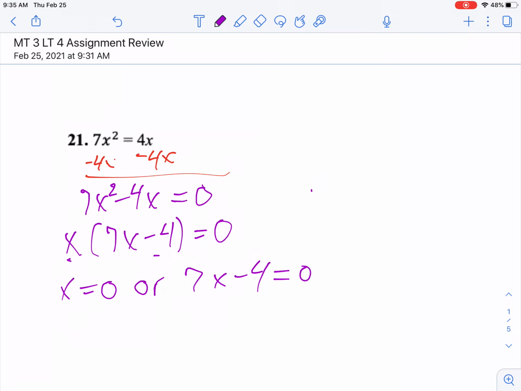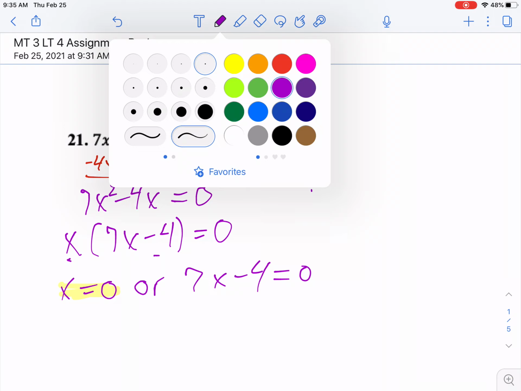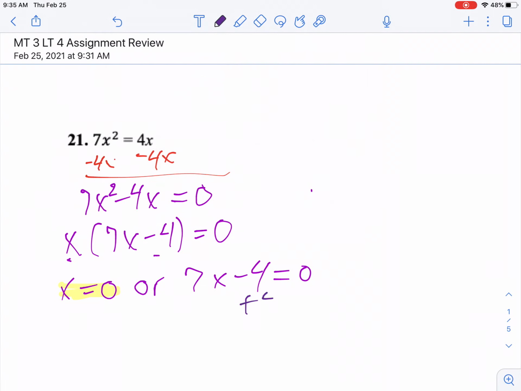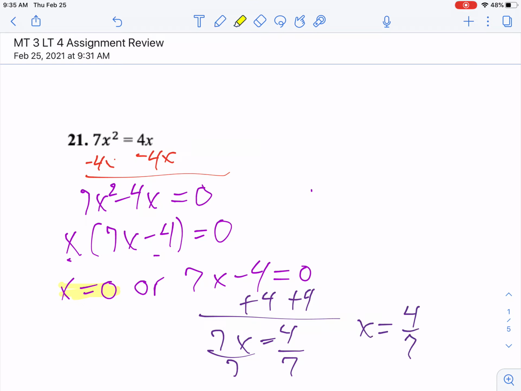In the first equation, you're done. X is 0. In the second equation, now we've got a linear equation. Let's solve that. So let's add 4 to both sides. So 7x equals 4. Let's divide both sides by 7. X equals 4/7. And there are your two solutions for that problem.